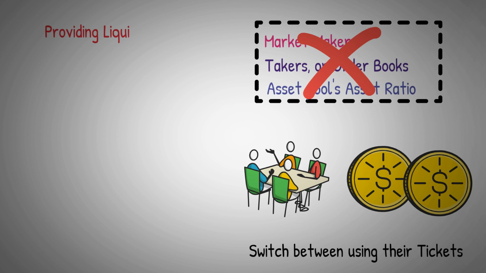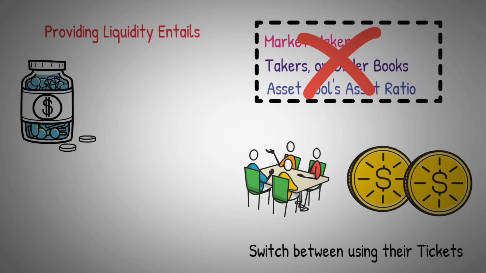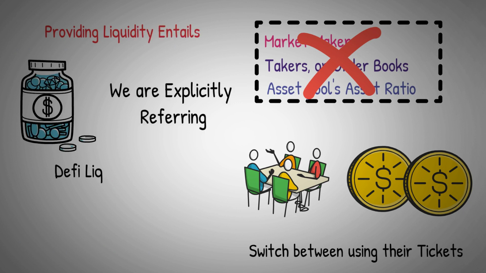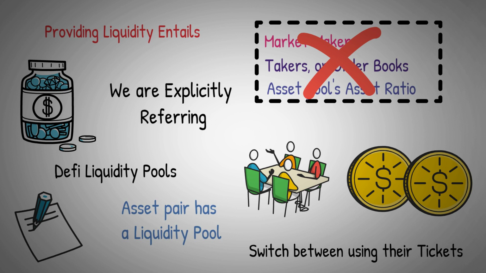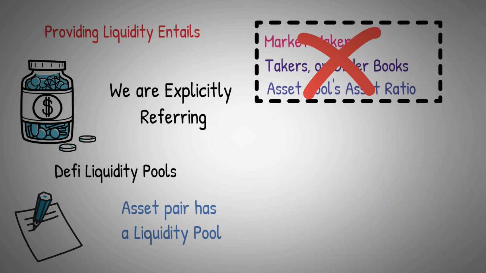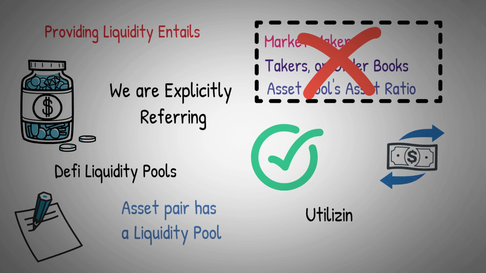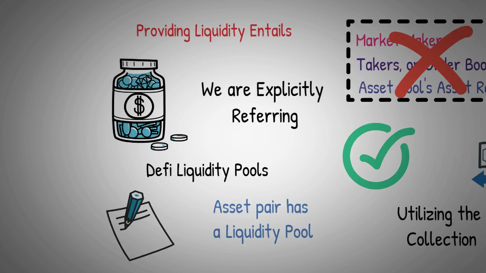So while providing liquidity entails exposing your assets to a market, we are explicitly referring to DeFi liquidity pools in the case of LP tokens. It's important to note that just because an asset pair has a liquidity pool does not imply that there is considerable liquidity. You will, however, always be able to trade while utilizing the pool, and will not have to rely on someone matching your order.